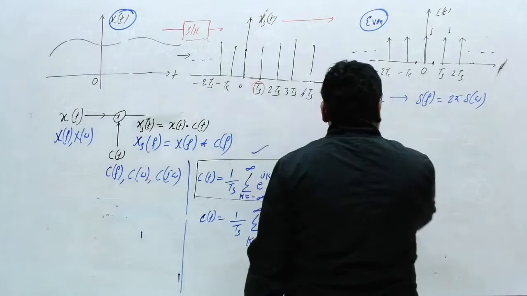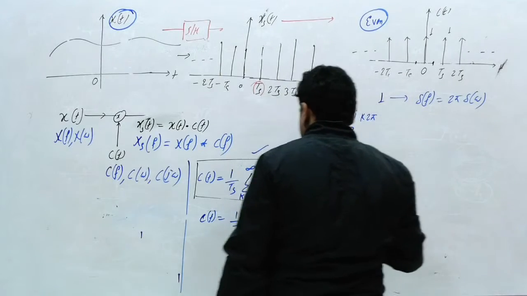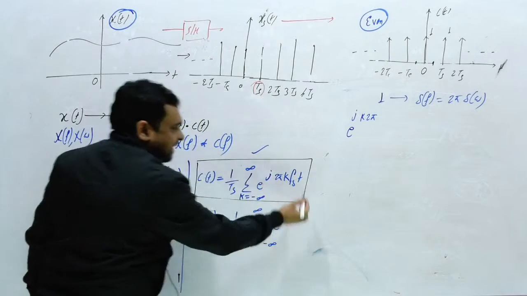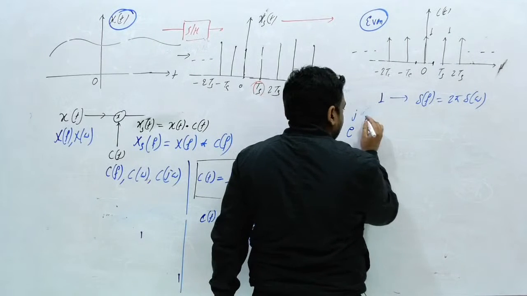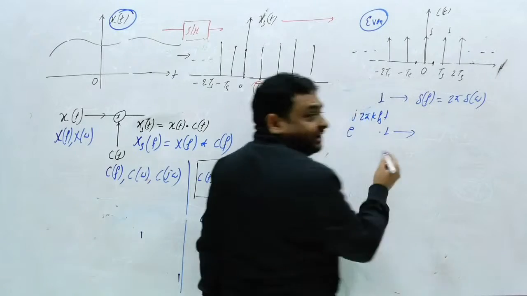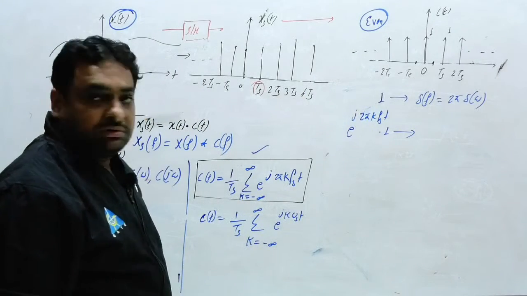So, what will be the Fourier transform of e raised to power j 2 pi k fs into t? Sorry, this is only one k, please. E raised to power j 2 pi k fs into t, into 1. What is the Fourier transform of this?